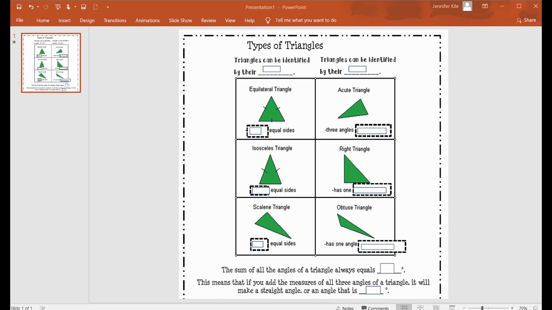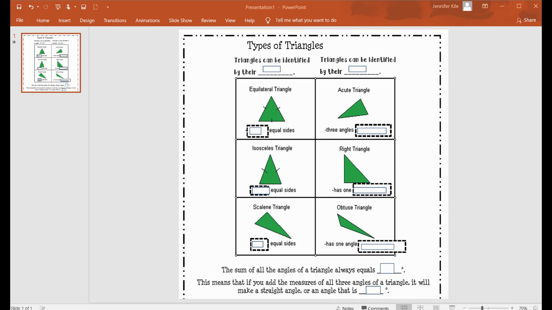I like to tell my students that an isosceles triangle kind of looks like an ice cream cone, and they both start with I. So if you think about ice cream cones having the two long sides and the shorter side on the top where the ice cream goes, an isosceles triangle is going to look like that. Isosceles, ice cream. They both start with I.